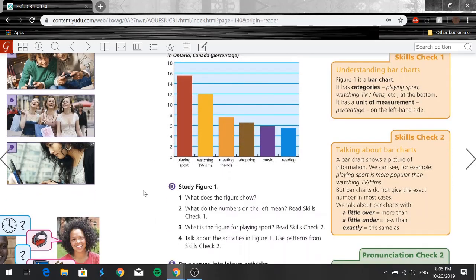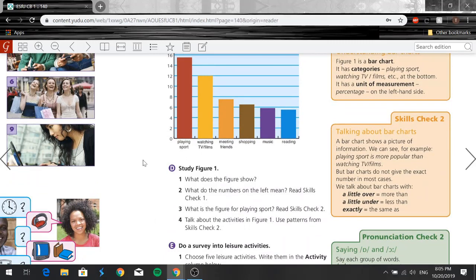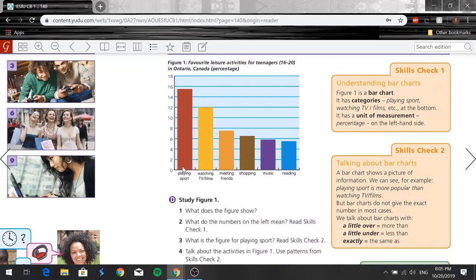Okay, now let's talk a little bit more about bar charts. So just so you know, a bar chart shows a picture of the information. So in this case, right, we can see that playing sports is more popular than watching TV and films. Well, how do I know that? Because I know that the bar of playing sports is higher than the one that says watching TV and films. Okay, you also got to know that bar charts do not give the exact number in most cases.